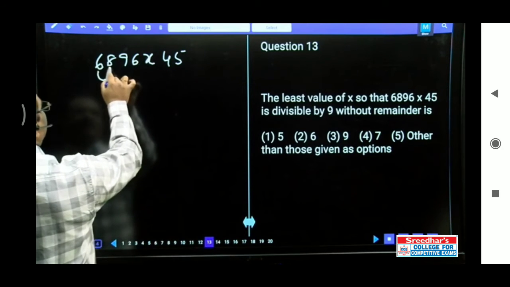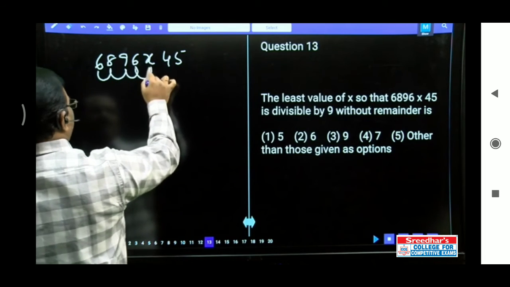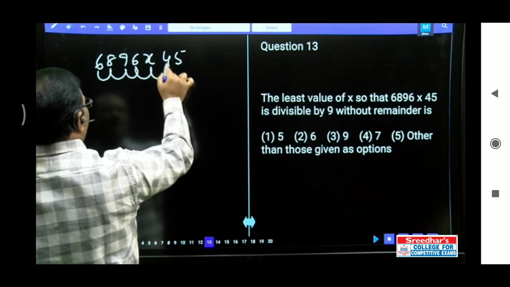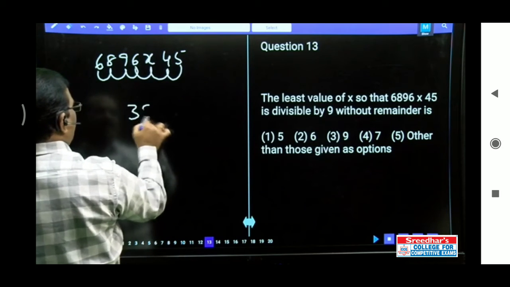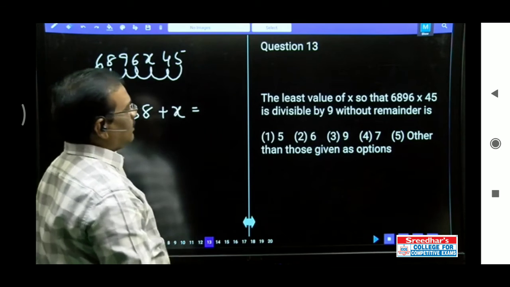6 plus 8 is 14, plus 9 is 23, plus 6 is 29, plus x, 29 plus x పక్కన పెడితే 29 plus 4 is 33, plus 5 is 38, plus x is a multiple of 9 రావాలి. అంటే ఇప్పుడు 38 తర్వాత 9 మల్టిపుల్ కావాలి. 9 మల్టిపుల్స్ చెప్పండి ఒకసారి.